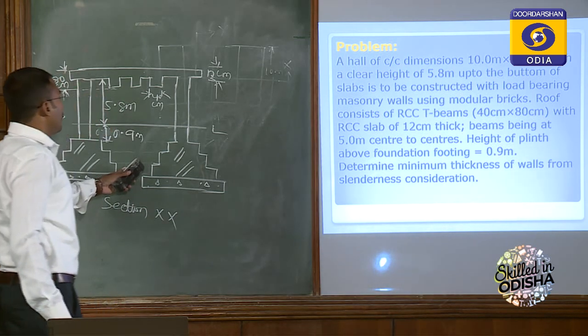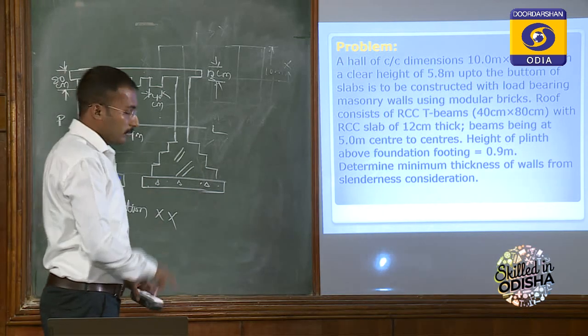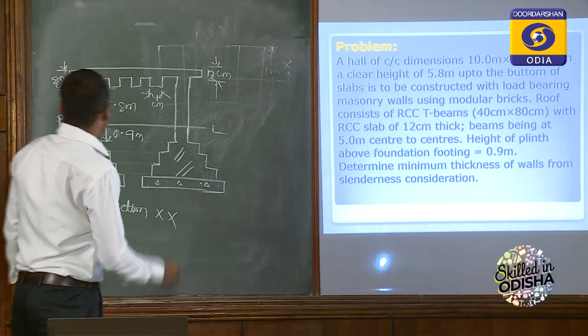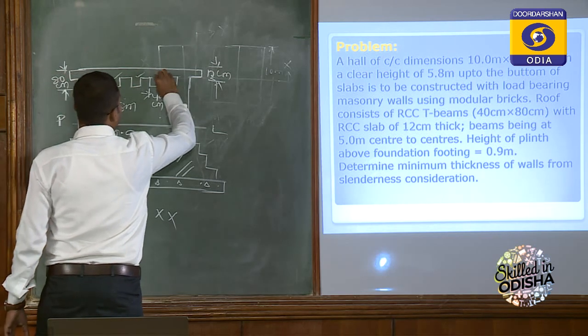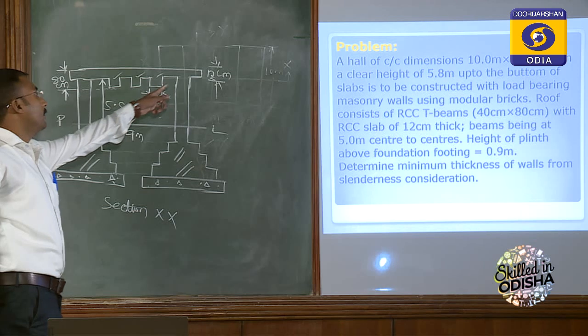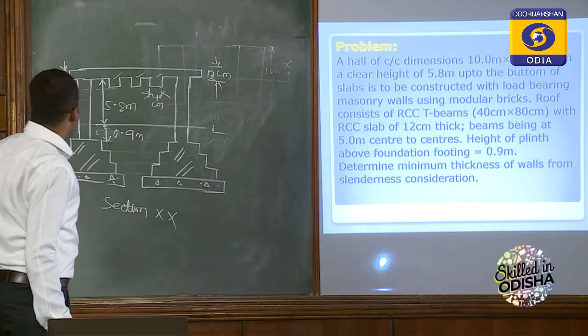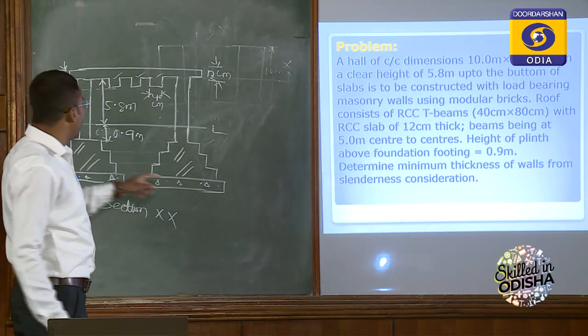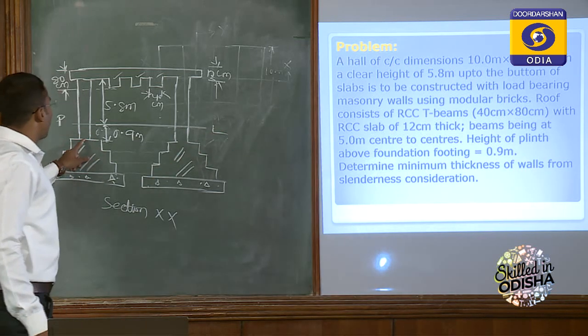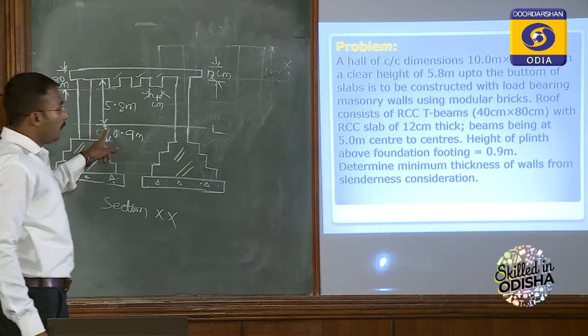So I have drawn the section XX from the previous drawing, and in this you can see there are 3 T beams which are monolithic with the slab, and these are the walls, and this is the plinth level. And as per the problem statement, the height from the top of the footing to the plinth level is 0.9 meter.